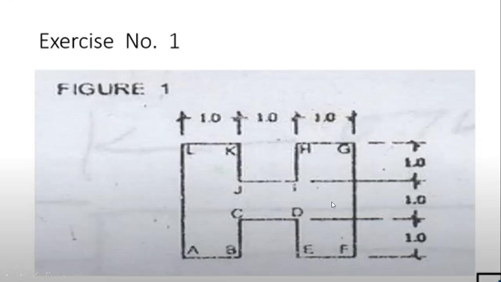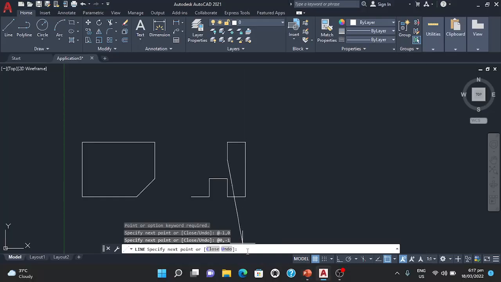Next one, we have point I to point J with a horizontal distance of 1. As you can see, point I to point J is going to the left, so automatically our change of x would be negative. For our change of y, there is no change in our vertical distance, so automatically y would be 0. So we have @-1,0 and hit enter.